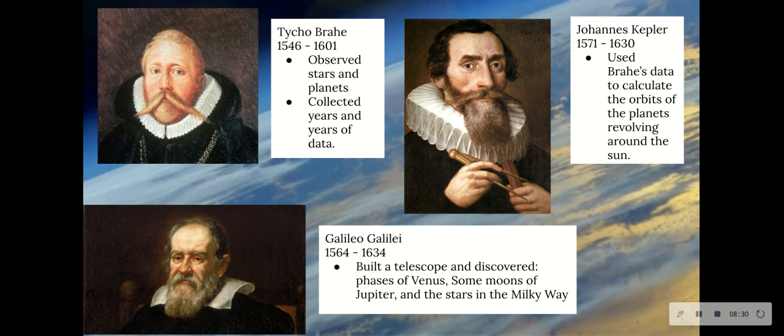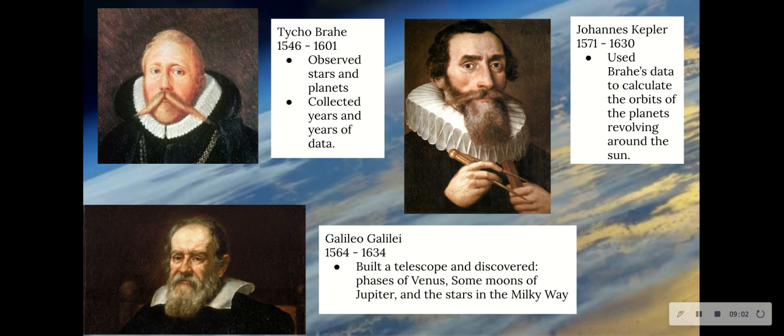But the main important thing is that Johannes Kepler used Brahe's data to calculate the orbits of the planets revolving around the sun and rotating by itself. So he took a look at all that data, and he went further into it and calculated and took a look at all of those different things that made that data so important.